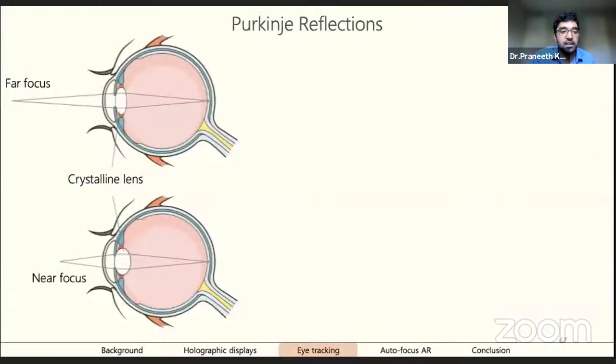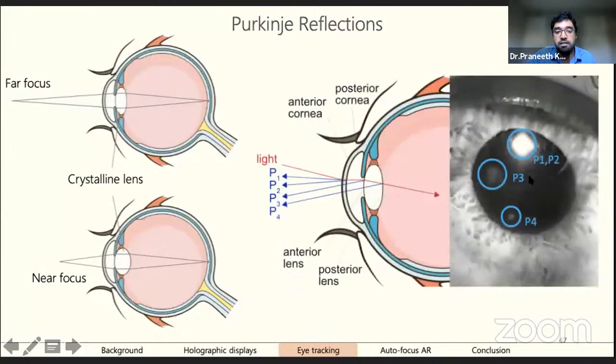So essentially there are mostly 5 major reflections: 2 at the cornea, 2 at the lens, and 1 from the retina. But the retina reflection is so faint. The things that are very evident and can be useful are these 4 reflections from the cornea and the lens.